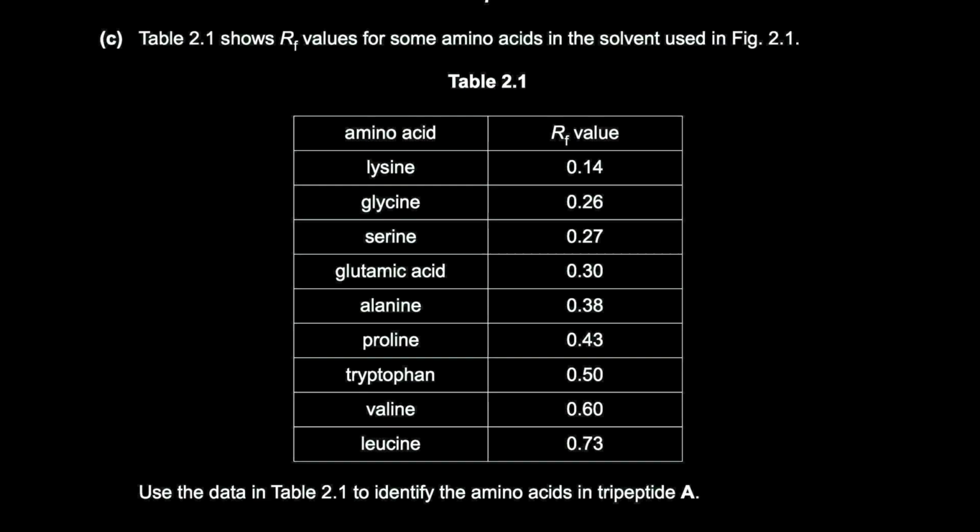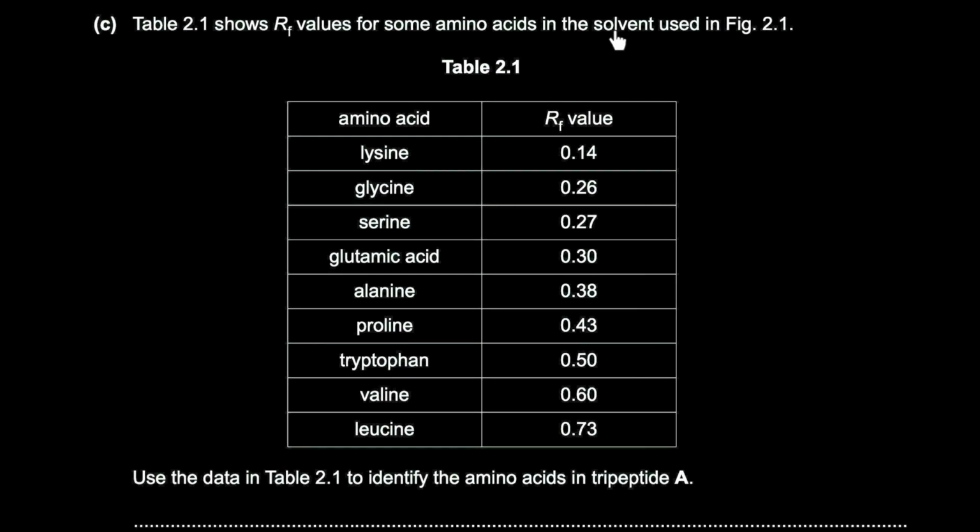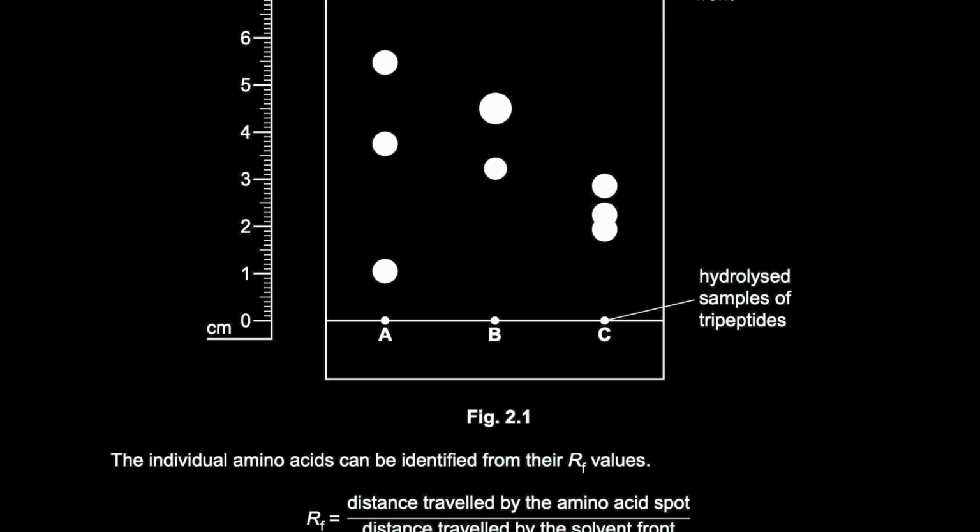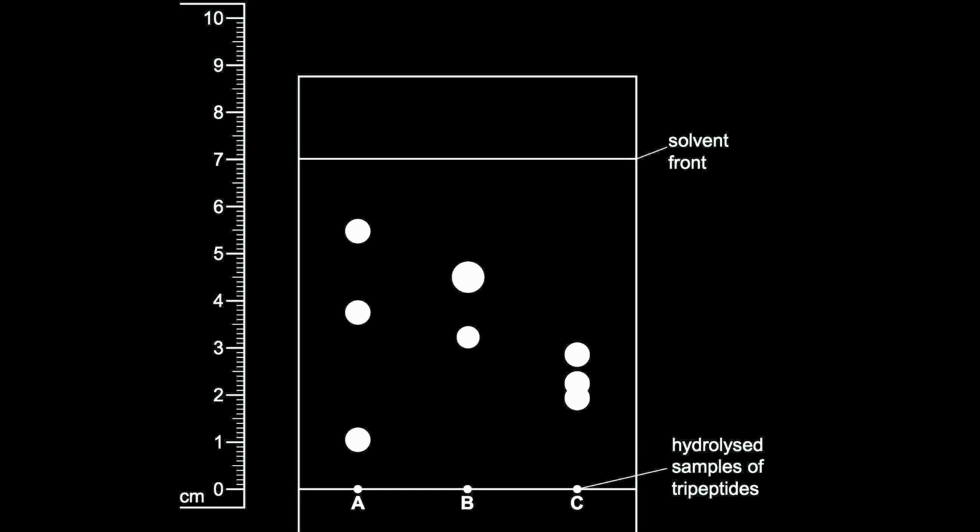Table 2.1 shows RF values for some amino acids in the solvent used in figure 2.1. Use the data in table 2.1 to identify the amino acids in tripeptide A. And we go up to tripeptide A. So they've given us the RF values. So what we need to do is find the RF values for each of these 3 spots. Here you should draw the line from the center of the drop to the ruler. The distance traveled is roughly 1.05 for A1. I'm going to call this spot A1.